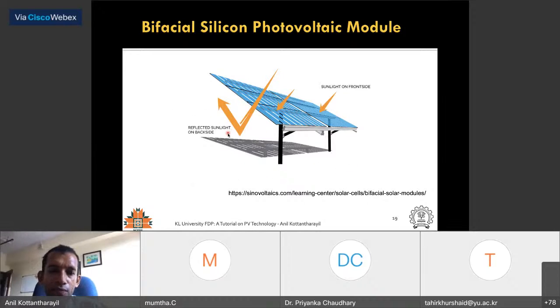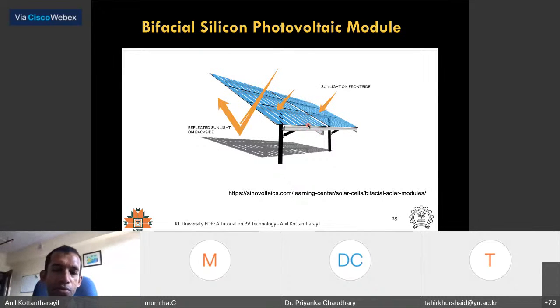So the light that is reflected from the backside can be absorbed by the backside of the solar cell. This light is called albedo. Typically the albedo is 20% of what you see on the front side. So by this technique, you can actually increase the energy converted into electricity.